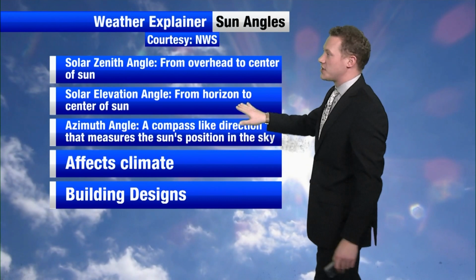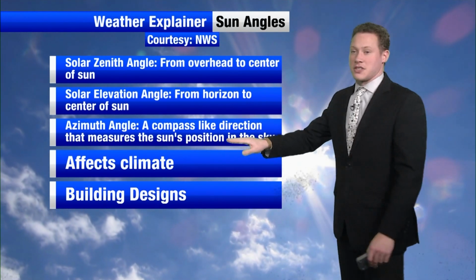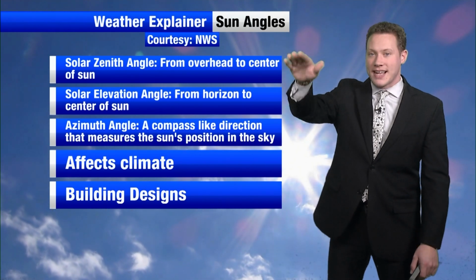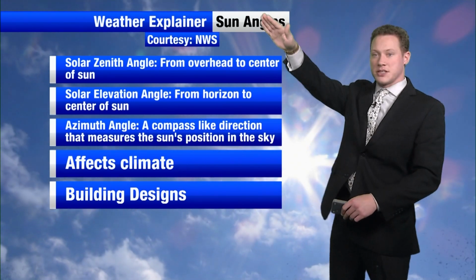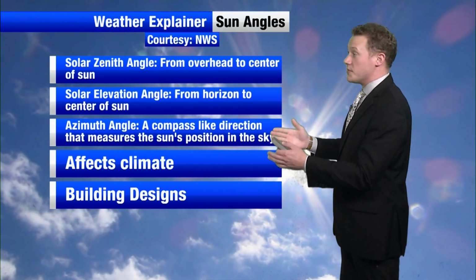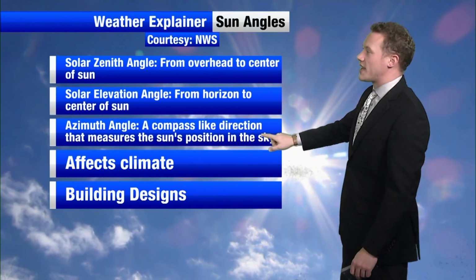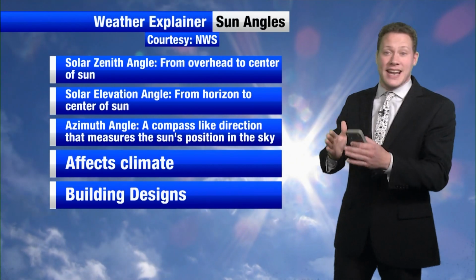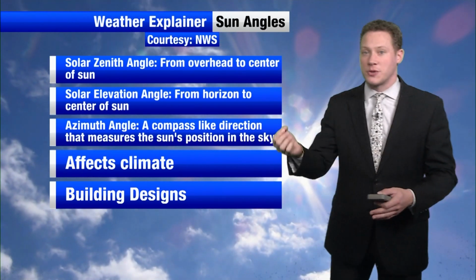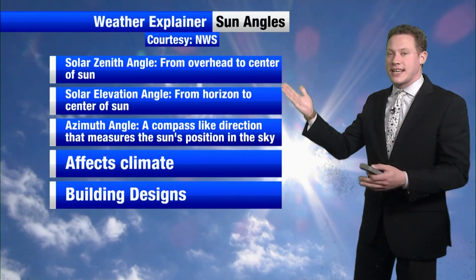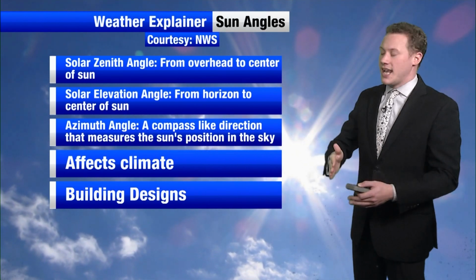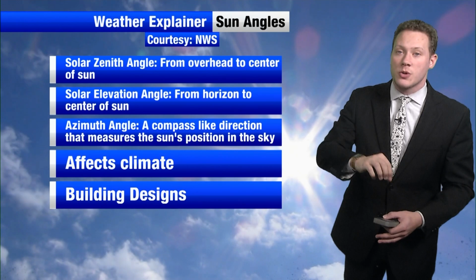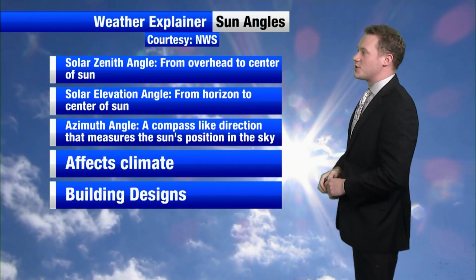Now, solar elevation angle is from the horizon to the center of the sun. So if you were to look out at the horizon and go straight up to the center of the sun, that's what the angle would be from where you're looking. Now, azimuth angle is a compass-like direction that measures the sun's position in the sky. When it's right at the horizon, that's 0 degrees. When it's straight up, it's 90 degrees, and it pretty much goes like that. Negative degree measurements are the sun below the horizon, so most of the time you should see a positive.